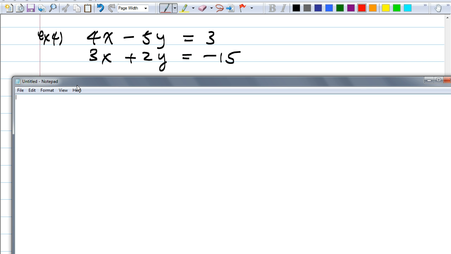Is there a way to get rid of the y? How would you do this, Andrew? You would multiply the top one by 2 and the bottom one by 5. Yeah. Top one by 2 and bottom one by 5. Wouldn't that work? That would get rid of the y.